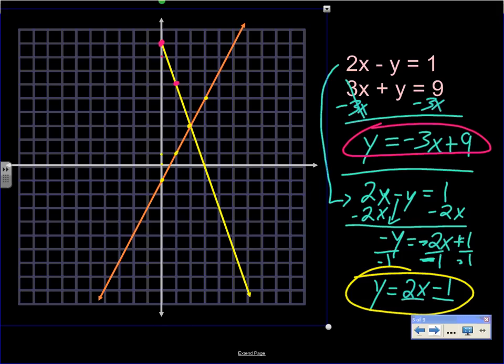And if we look there, that will be our solution right there in green. So what is the ordered pair? 1, 2 places to the right, 1, 2, 3 places up. So the solution is 2, 3.